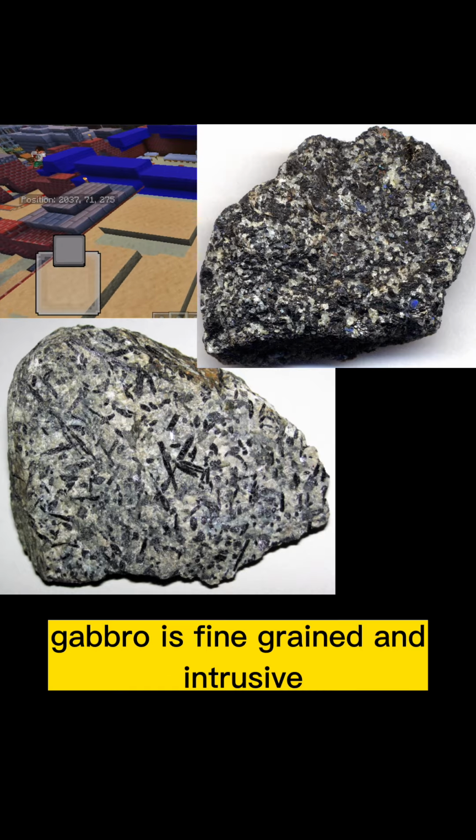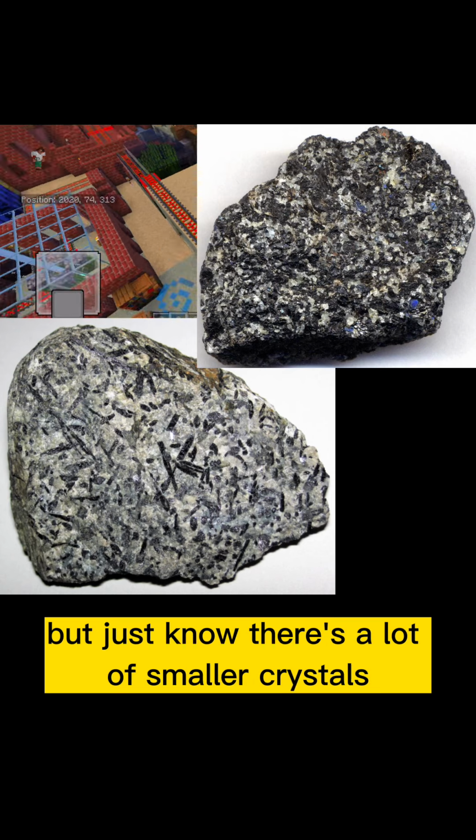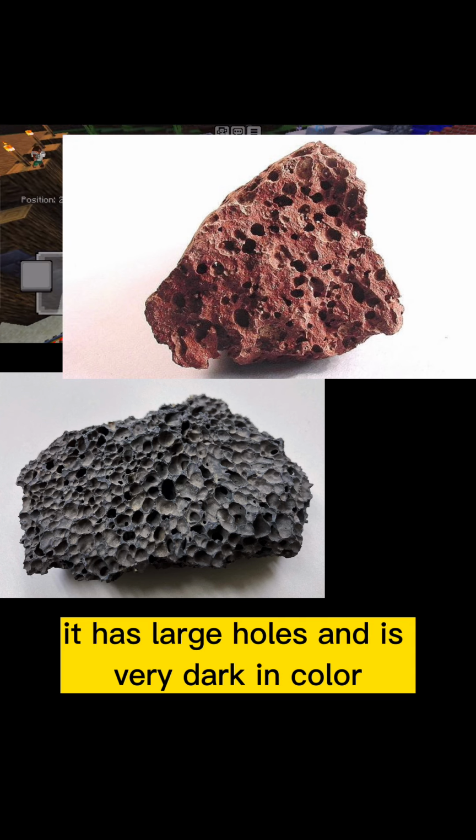Next we have gabbro. Gabbro is coarse-grained and intrusive. It is hard to tell it from other igneous rocks, but just know it has a lot of smaller crystals that are white across it. And lastly, there's scoria. Scoria is a vesicular extrusive rock. It has large holes and is very dark in color.